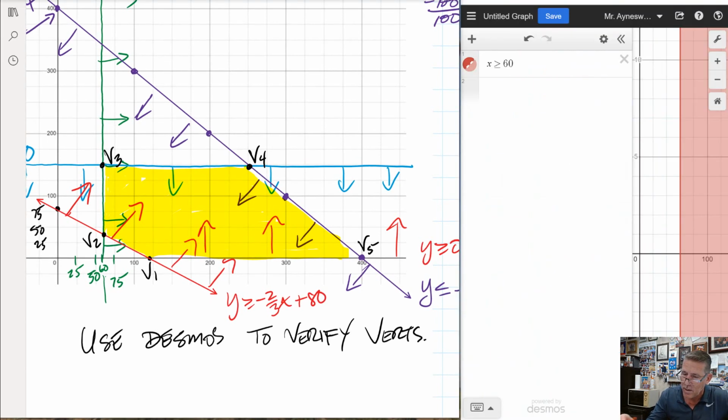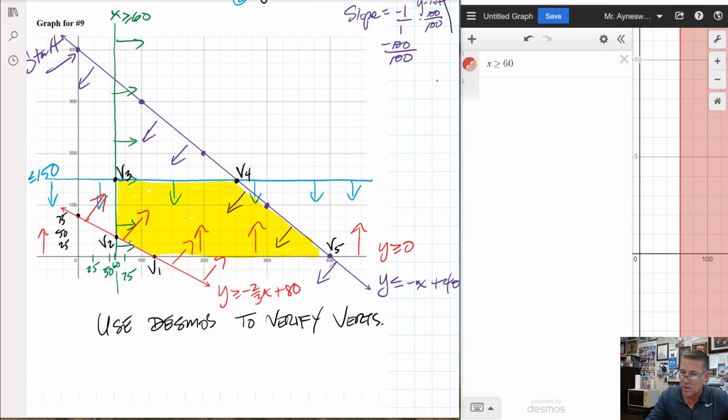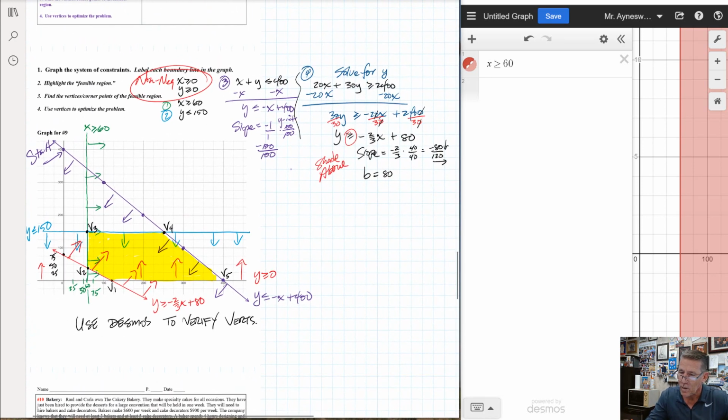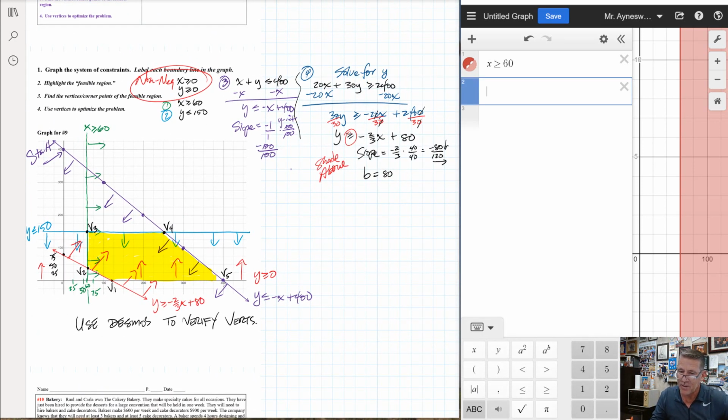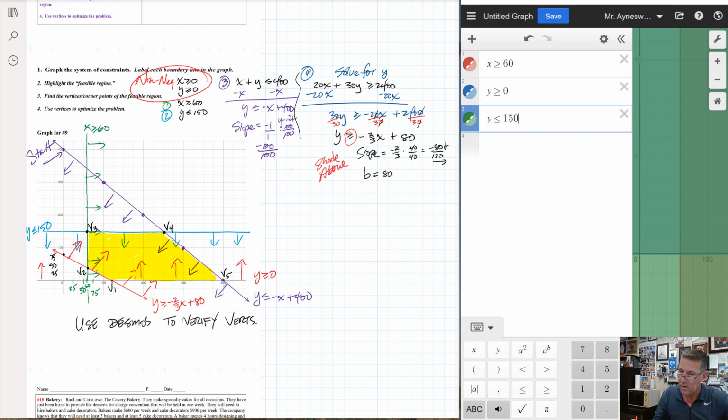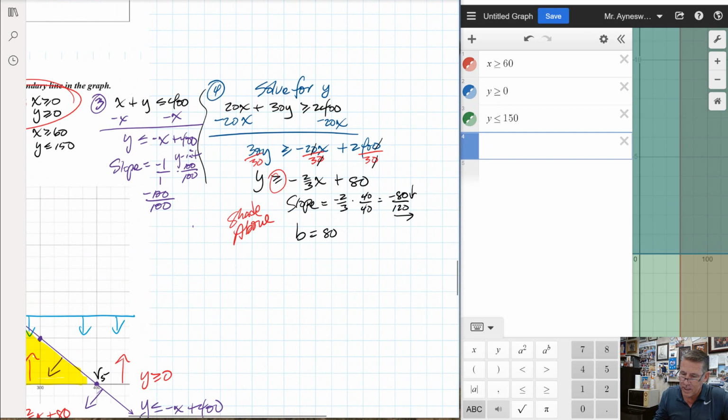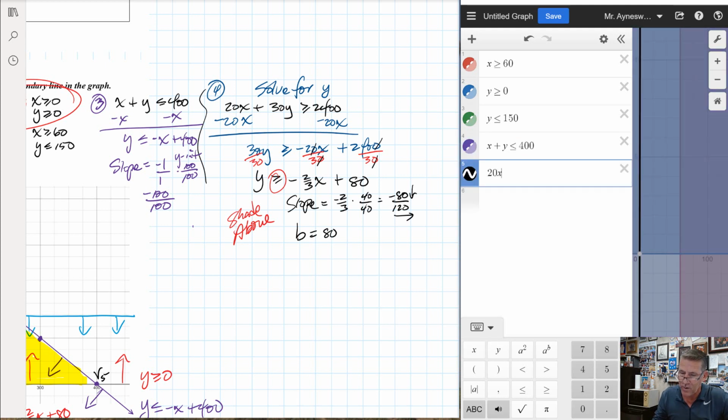Okay, so let's do that. Let's just make sure everything's correct. So let's put our functions in. Okay, so here we go. So x greater than or equal to 60, y greater than or equal to 0. Next one, y less than or equal to 150. Okay, and the next one, x plus y less than or equal to 400. Next one, 20x. Notice that I'm putting the original functions in. Plus 30y is greater than or equal to 2400.